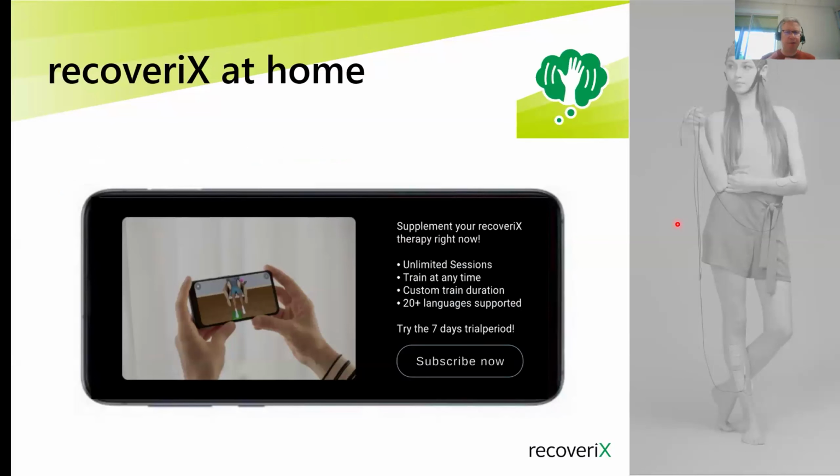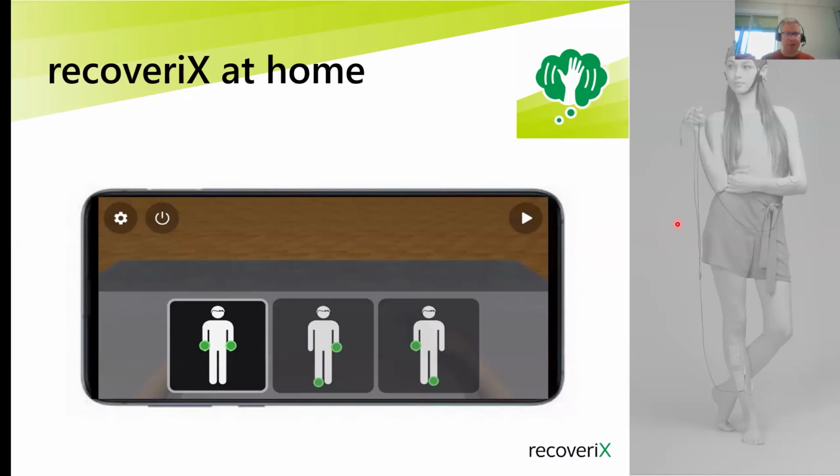Yeah, this would be the start screen. As you see already here, you get a subscription model, so you can try a 7 days trial period to try the app. After that, you would have to subscribe to further use it. And if you start it would look like this. So you can select the kind of paradigm, whether you want to train the upper extremities or the lower extremities and which one. So this is left leg or right leg.